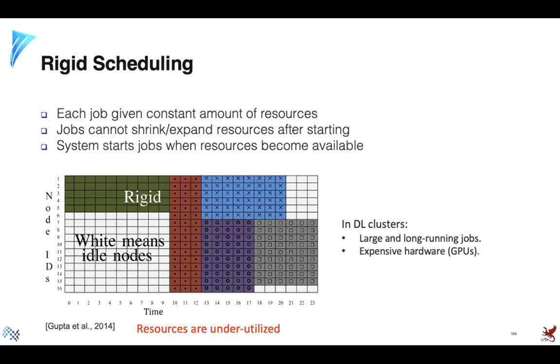Traditionally, the first step towards cluster scheduling is what's called rigid scheduling. In this scenario, each job is given a constant number of resources. And when each job starts, it is not able to shrink and expand to take up different amounts of resources after it starts. And this initial number of resources is typically determined by the user. However, rigid scheduling can be inefficient because, for example, in the diagram below, we have a rigid green job, which is blocking a rigid red job from running, and that results in a lot of underutilized resources.